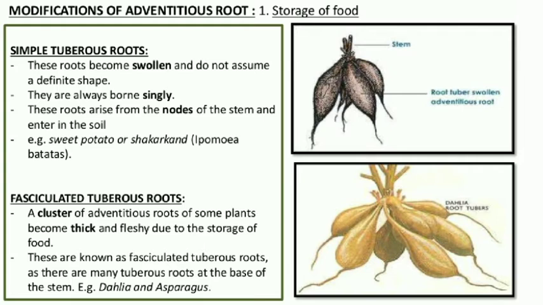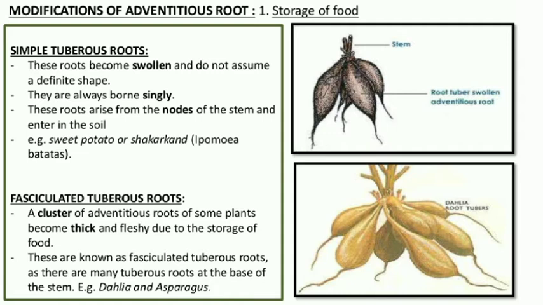These roots become swollen and do not assume a definite shape. They are always born singly. These roots arise from the lower nodes of the stem, the nodes present towards the soil, and they swell but do not attain a particular shape. There is no fixed shape for this root. They look like a tuber, though it is not exactly a tuber, hence they are known as tuberous roots. Example, sweet potato, scientific name Ipomoea batatas.